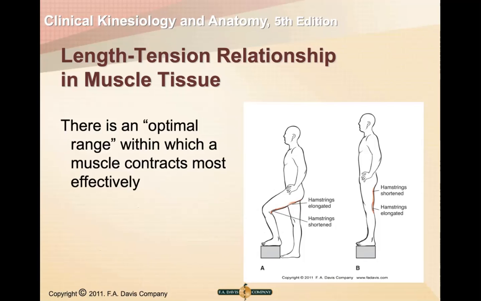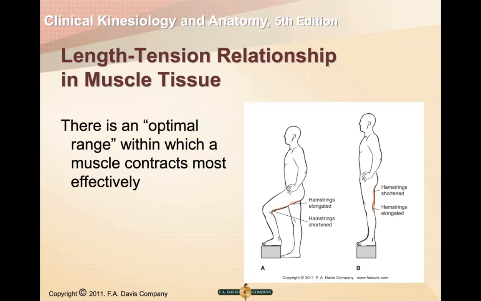Okay, let's talk about the length tension relationship of the hamstring muscles. So the hamstring muscles we know are 2 joint muscles. They start on the ischial tuberosity, that's where they originate, and then they cross the knee joint. So they're a 2 joint muscle. They cross the hip and the knee. Very complicated joint.